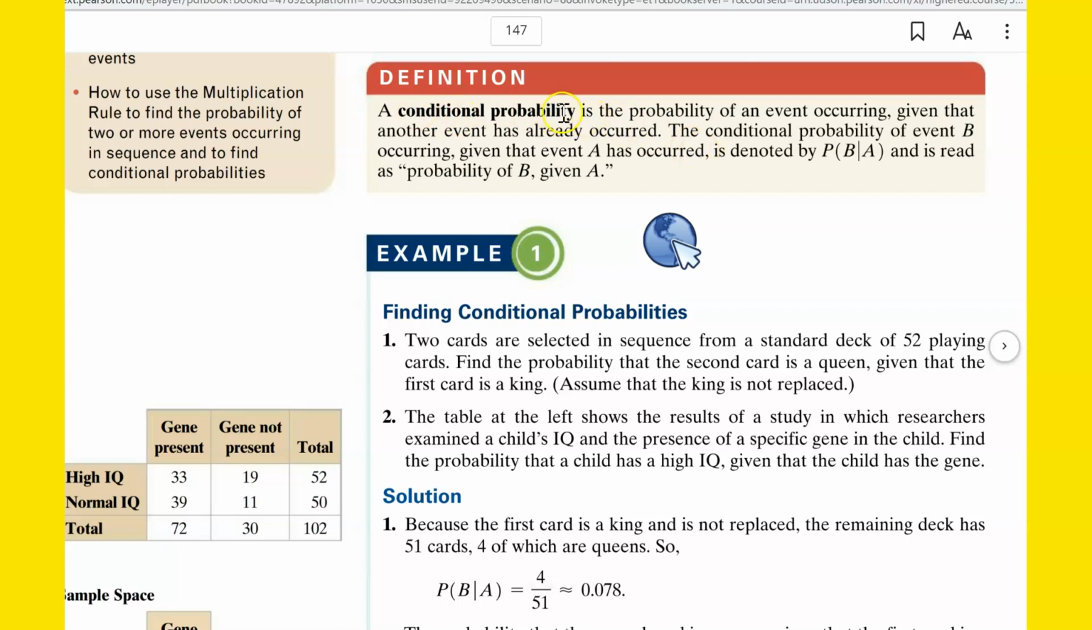A conditional probability is the probability of an event occurring given that another event has already occurred. The conditional probability of event B occurring given that event A has already occurred is denoted by P, with parentheses, and then B, a vertical line, and then A. That's the probability of event B happening given that event A has already happened. The way that we say this for short is the probability of B given A.